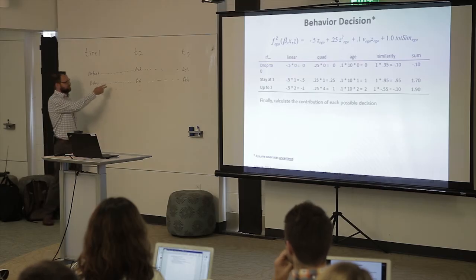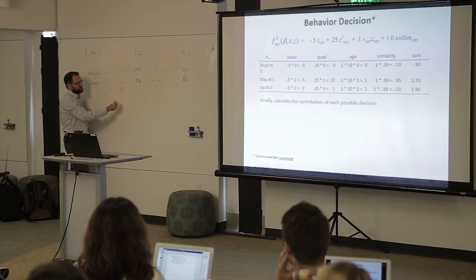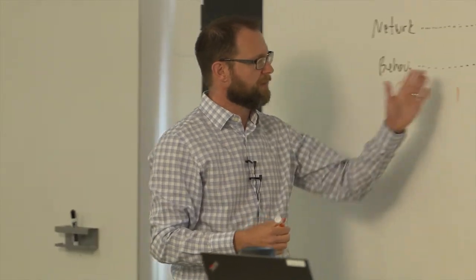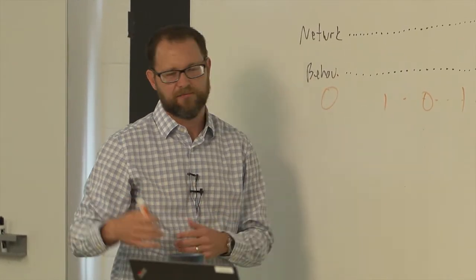Now, there will be multiple instances of change. It could be that ego changes to one, changes back to zero, changes to one, and then ultimately ends up at two. So we are allowing for multiple kinds of changes to occur.